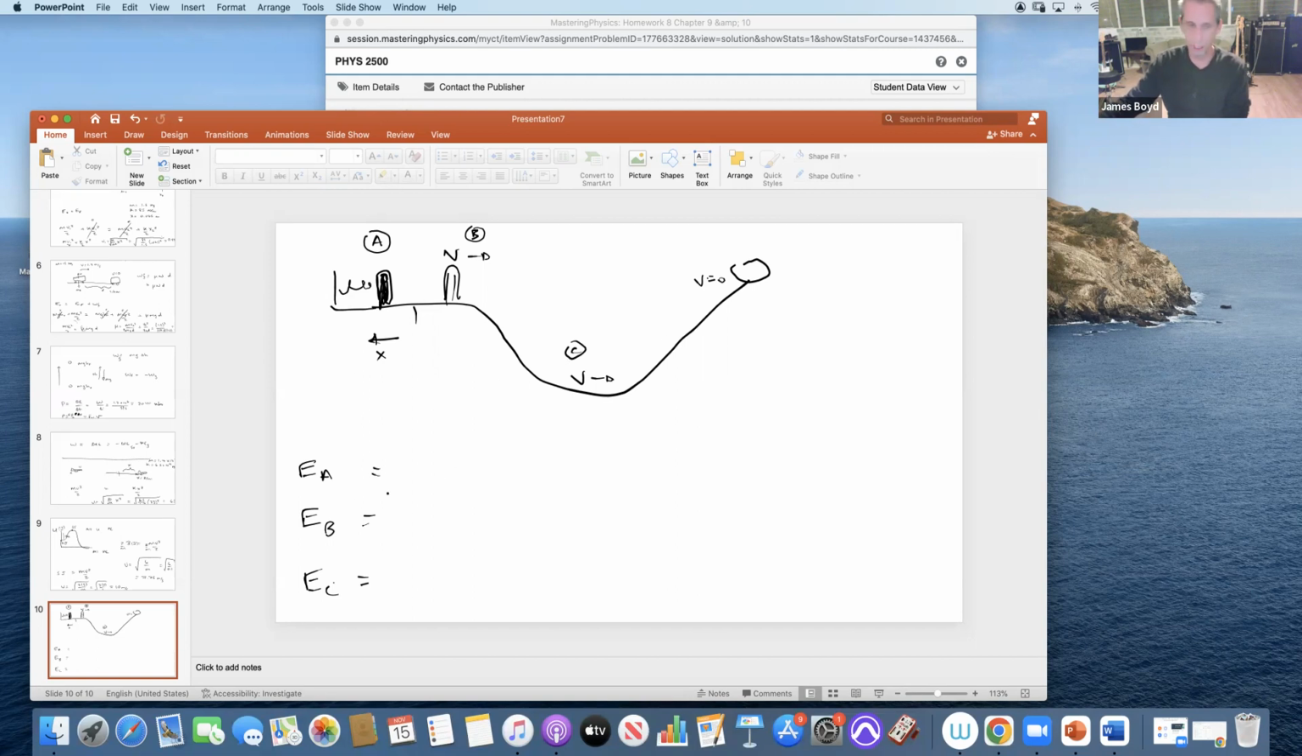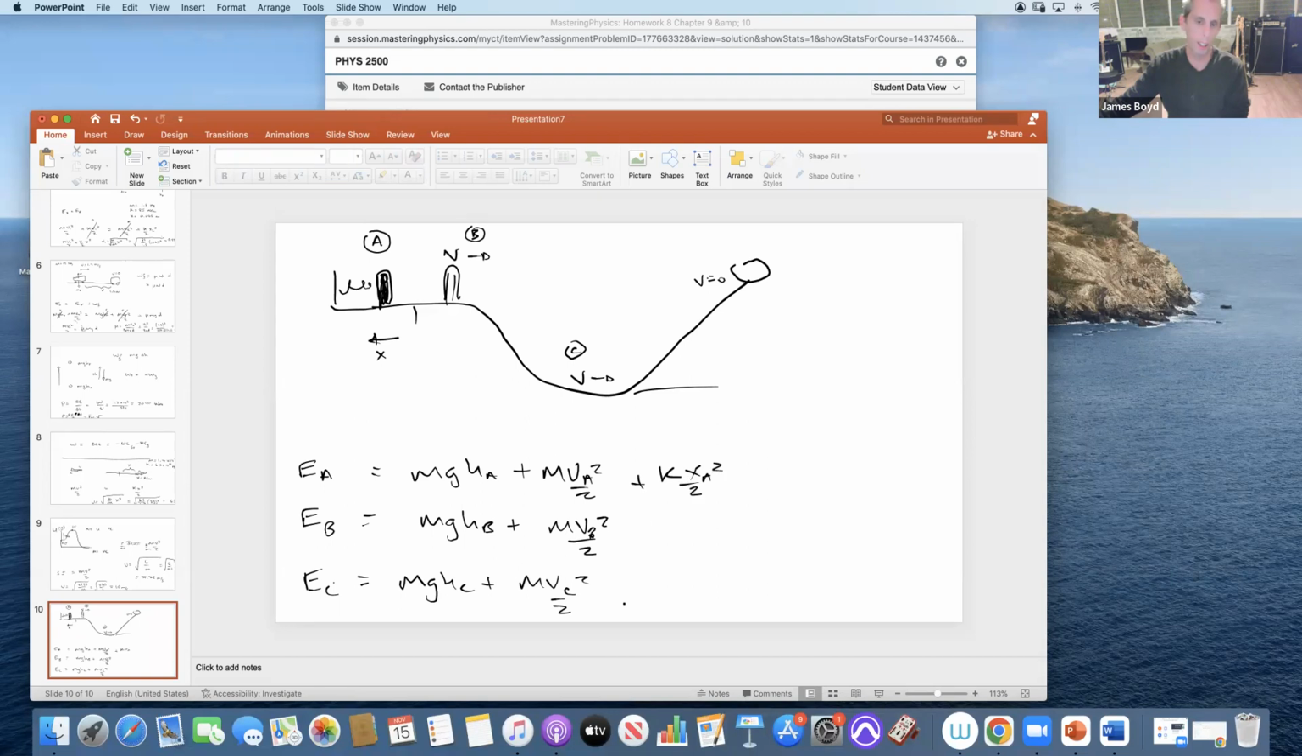There's no friction until we get over here, so we don't need to worry about this part yet. mgh_A plus mv_A squared over 2, mgh_B plus mv_B squared over 2, mgh_C plus mv_C squared over 2. And there's actually spring energy here. I don't want to write them all the time, but there is spring energy here. There is no spring energy at B or C. So we can write them and then just cross them out.